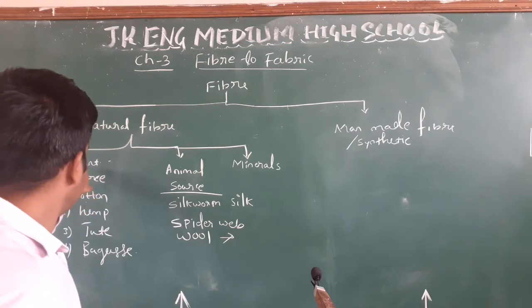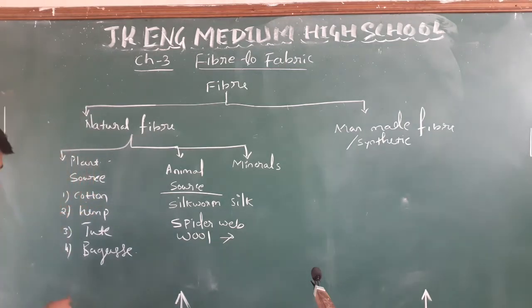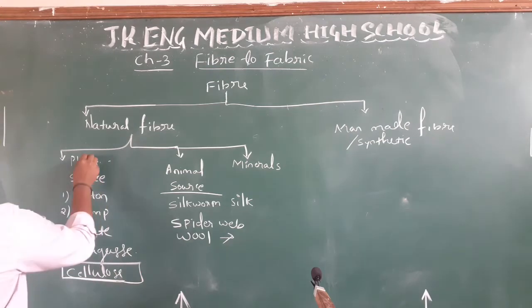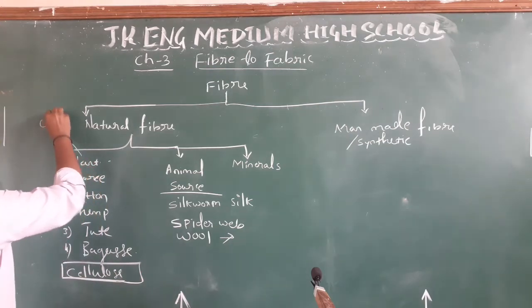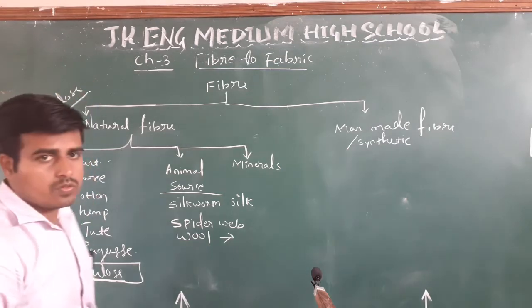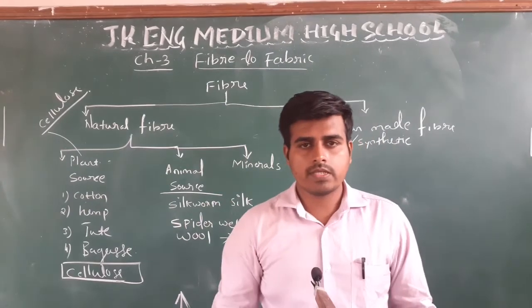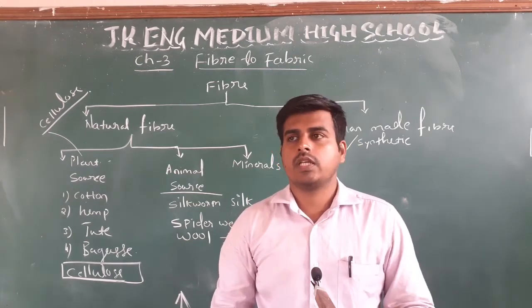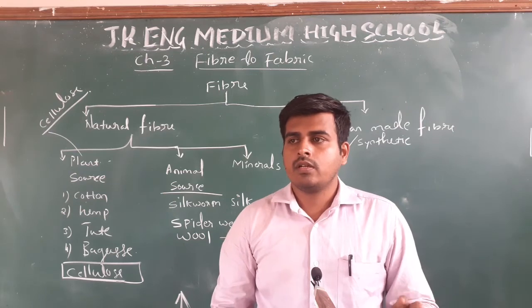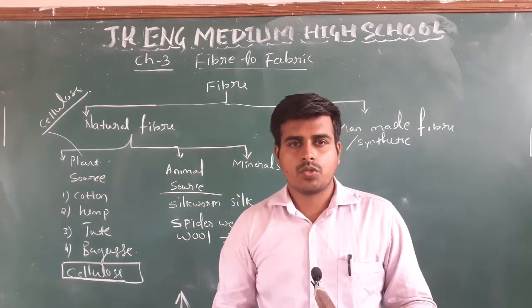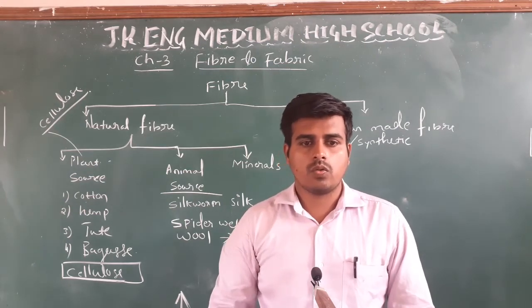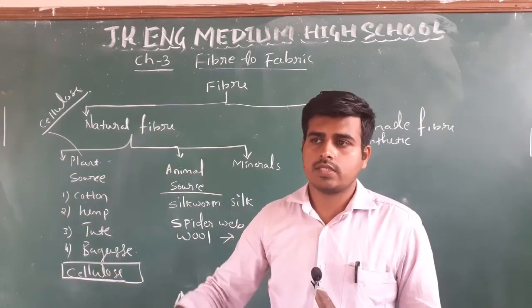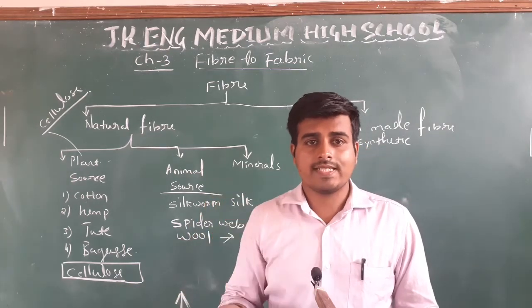And remember, all fibers from plant source are made from cellulose. Remember this, cellulose. What do you mean by cellulose? Cellulose is a type of carbohydrate. In a very simple way, I can say glucose. Glucose is C6H12O6. If you join one glucose with another glucose, a continuous chain of glucose is nothing but cellulose. Cellulose is mainly found in grass and outer shells of any seed.